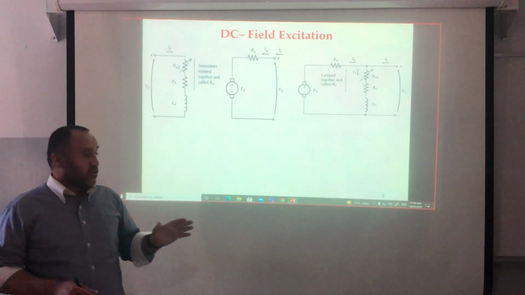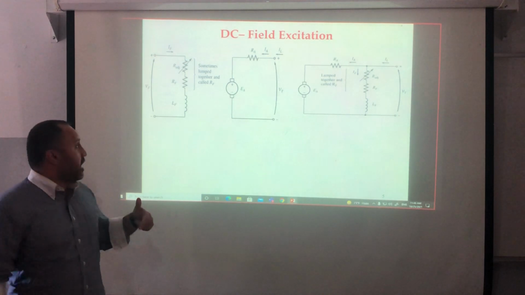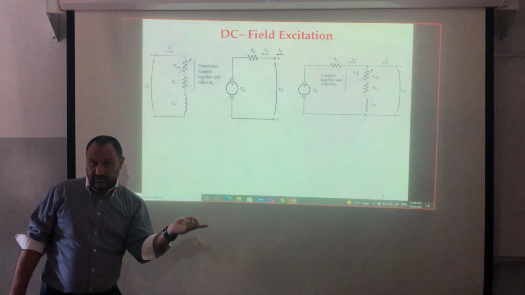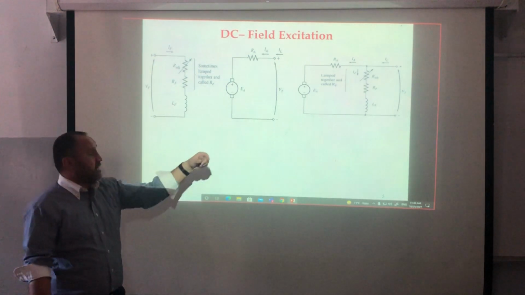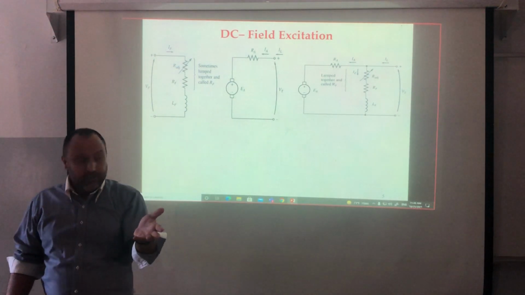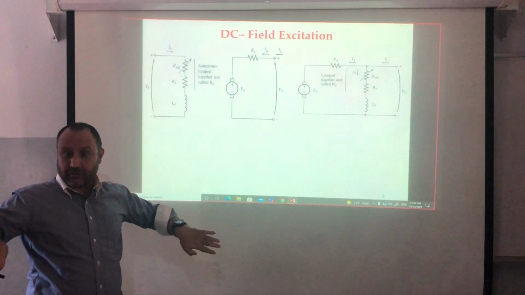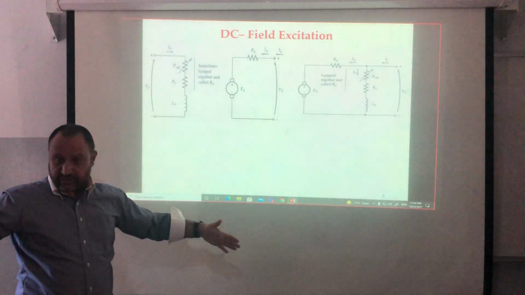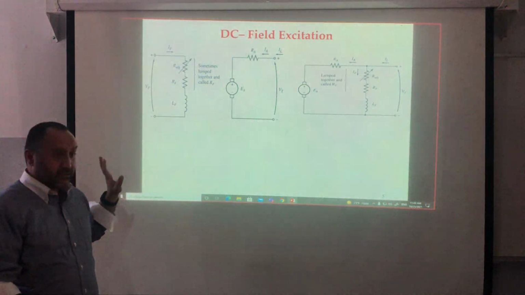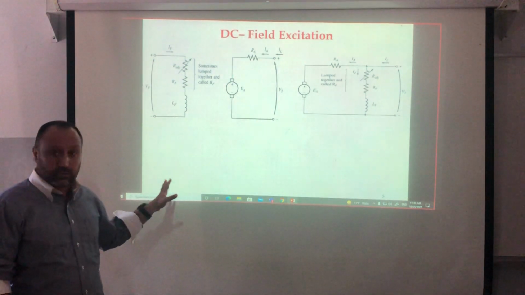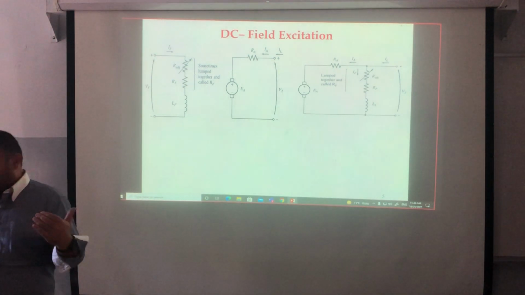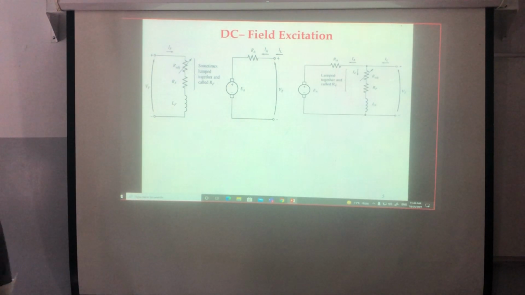So simply, this means that I can control the field current to control the flux, the main flux, and I can control the armature current to control the torque. So here I have independent control between the field and the torque. So this one is very attractive, very easy to control. Why? Because I have independent characteristics between the field and the armature.